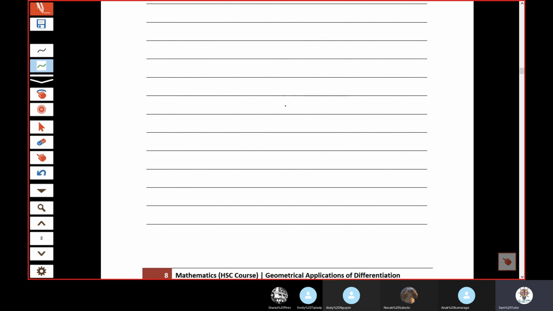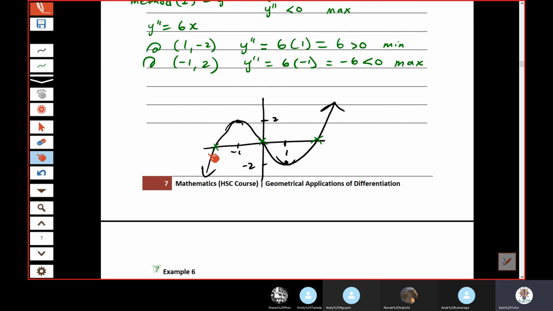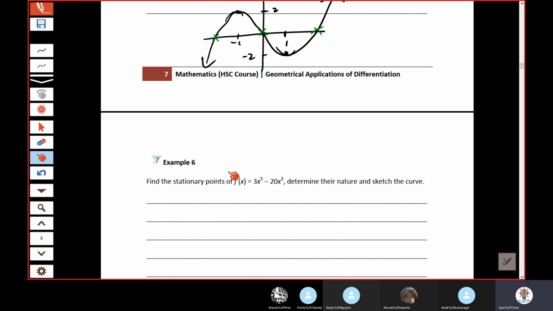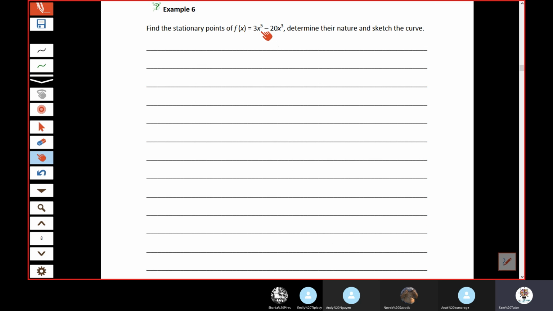We'll do it again. No harm. Let's make a quick point here. y double dash greater than 0 is a minimum. Less than 0 is a maximum. There is obviously equal to 0, and we'll talk about that in a second as well. So if you do get equal to 0, because I think it might happen with this one, no dramas. I'll tell you what you're going to write, and then we'll learn how to fix that. All right, I'll give you guys just a minute to start it off. Maybe start your stationary points, work on your nature.